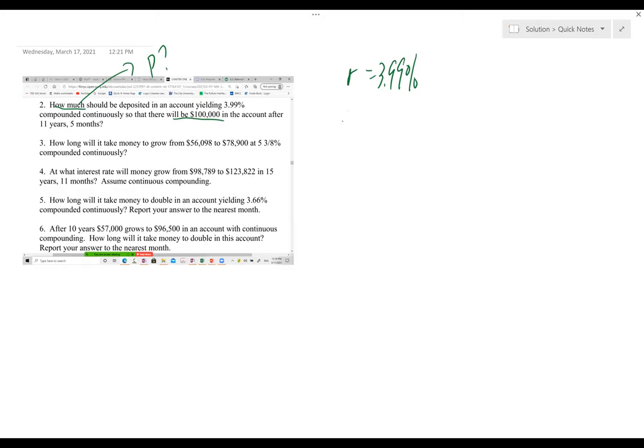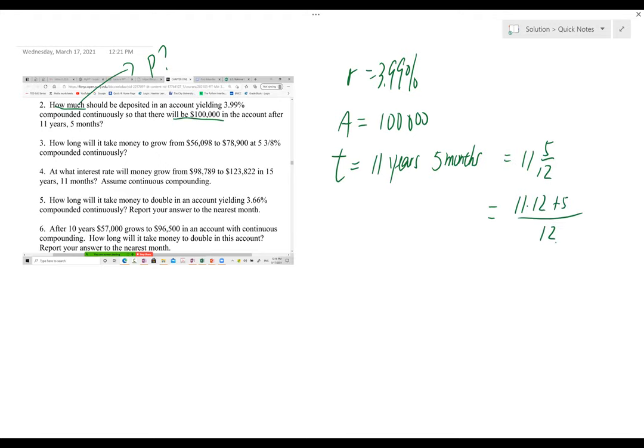And ending balance, 100,000. Time T is also given, 11 years and then 5 months. Typically, we will turn it into a fraction. So it's 11 and 5 over 12. Now, the next thing is to turn it into an improper fraction. 11 times 12 is 132. 132 adding 5 is 137, over 12.